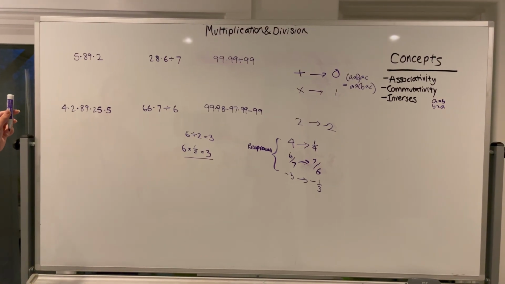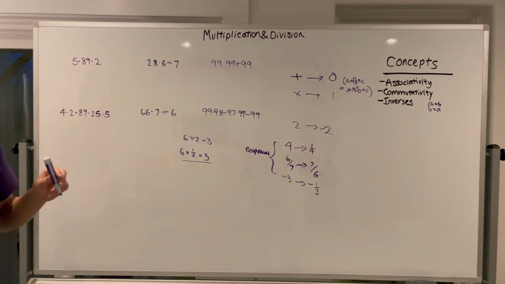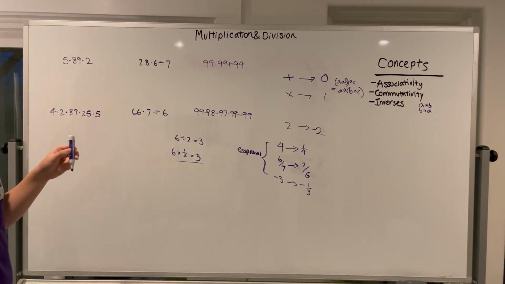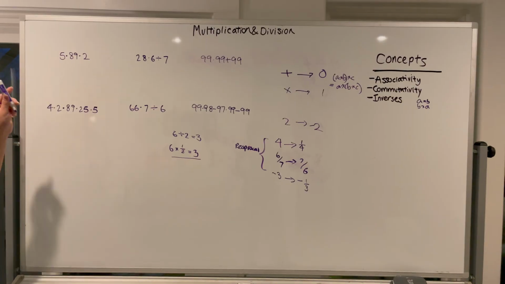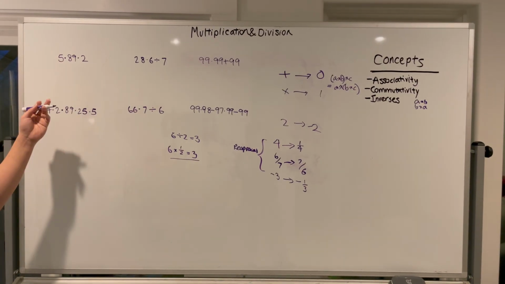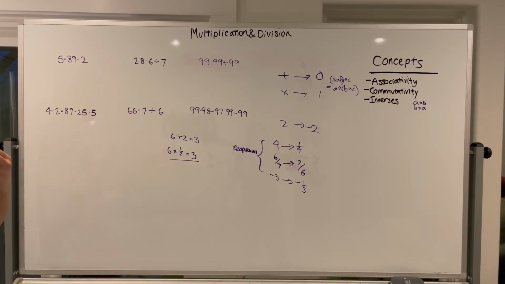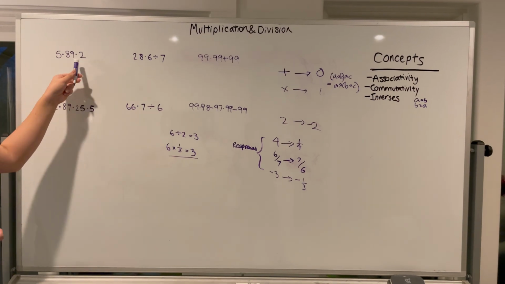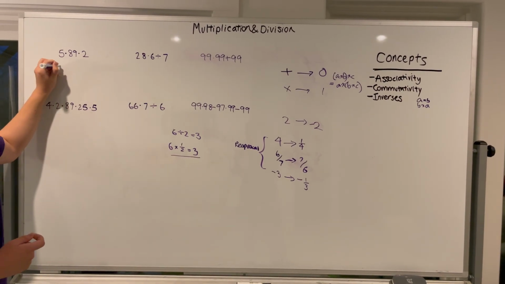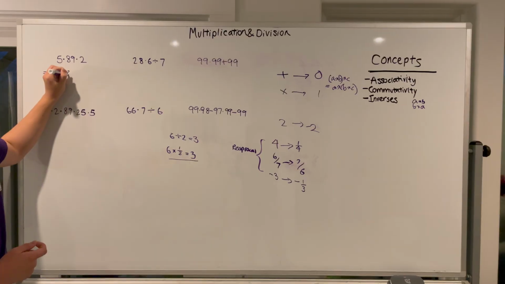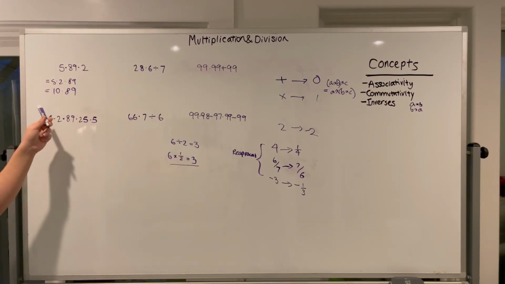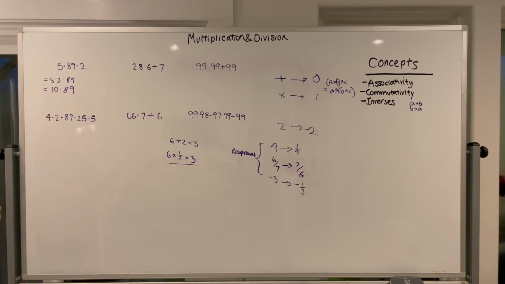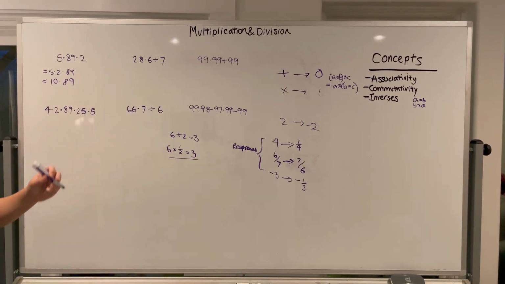For example, 5 times 89 times 2. Now you might be tempted to just do this in order and you would get something that's not very nice. But we can notice something. We could reorder this however we wanted, and there's a way to do this that makes the question very convenient. We could do 5 times 2 first, which is 10, of course. And then we're left with just 10 times 89. And multiplying any number by 10 is really, really easy. We just add a 0 to the end.